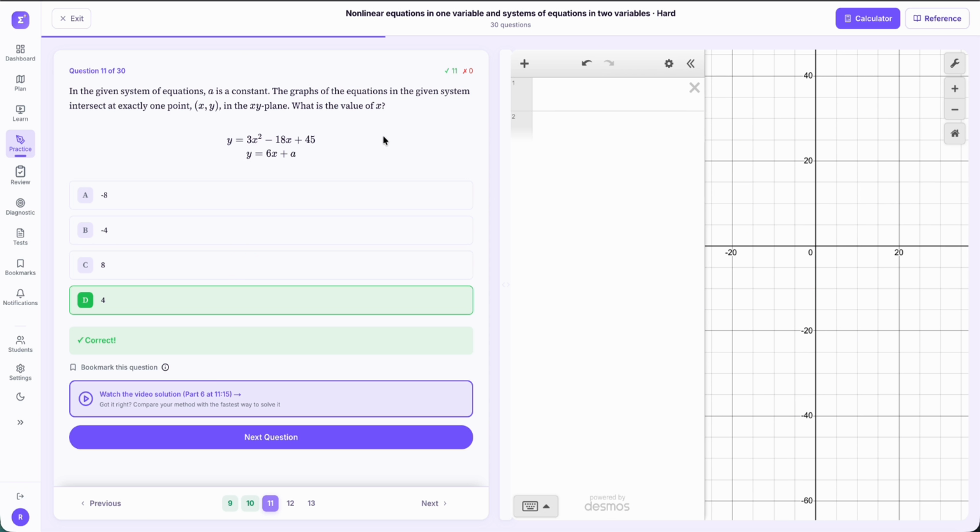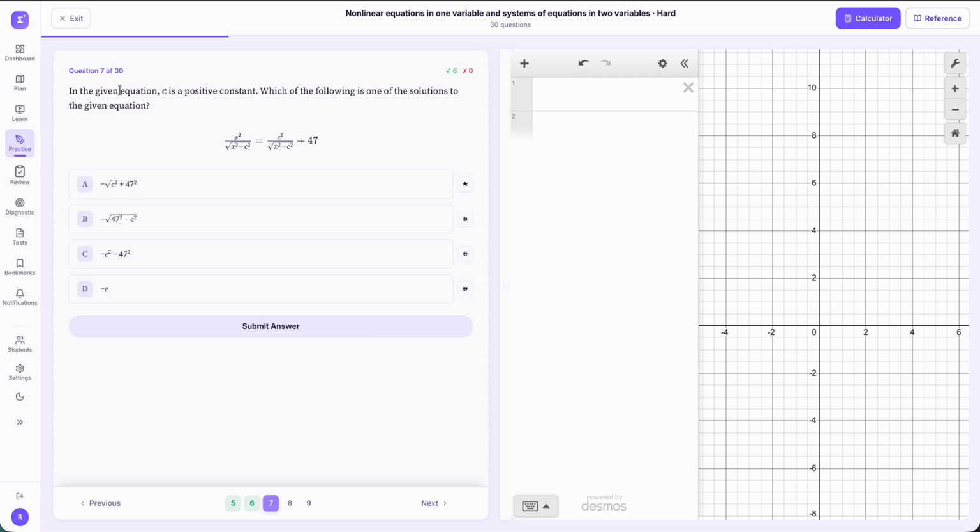That's a tough problem, but a really common thing you can see. All right, next one. In the given equation, c is a positive constant. Which of the following is a solution to the given equation? So that's an interesting problem, right? Solution, right? We like solution. Solution means we could just type it into Desmos and get a solution, right? Not quite here. Yes, but no, right?